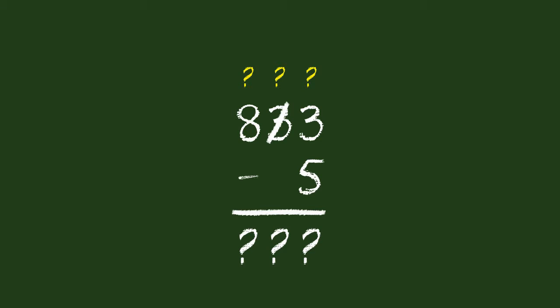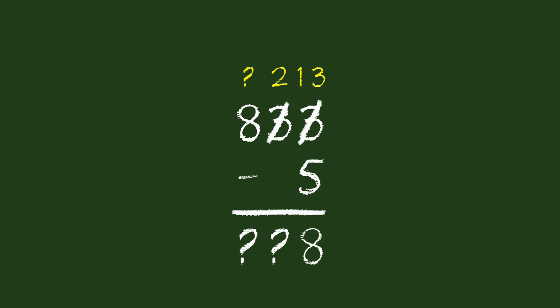Borrowing 10 from the 3 in the tens column puts a 2 in the tens borrowing location and a 13 in the ones borrow location. We did not need to do anything with the 8 in the hundreds location, so there's nothing in the hundreds borrow location. Now we have 8 in the hundreds location, a 2 in the tens borrow location, and 13 in the ones borrow location. 13 minus 5 equals 8. So 8 is the answer in the ones answer location.